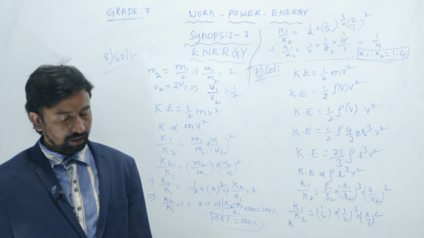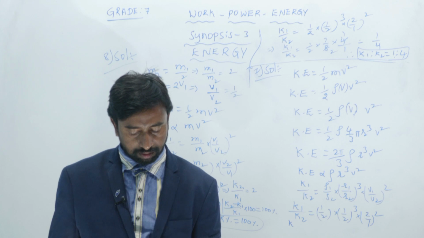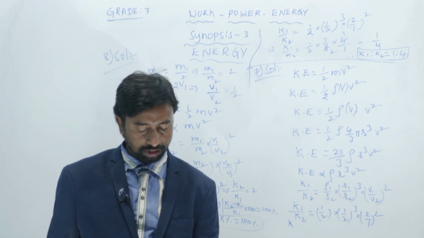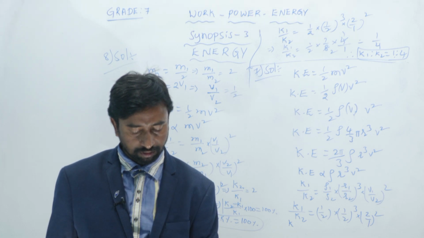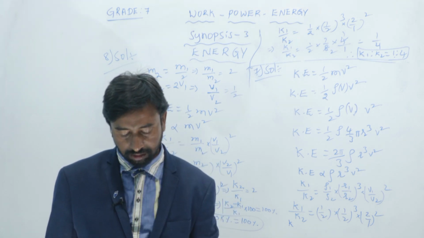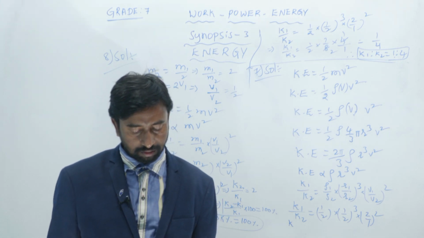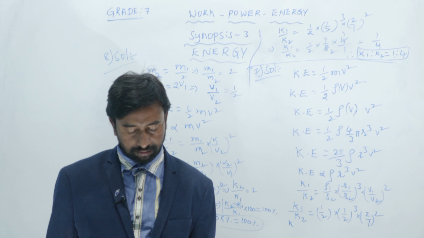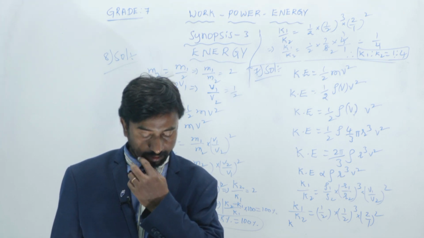So the ninth one is given: on increasing the speed of the body to 2 meter per second, its kinetic energy is quadrupled. Then the original speed must be? Its kinetic energy is quadrupled, means kinetic energy K2 will become 4 times. Then the original speed of the body they are asking there.